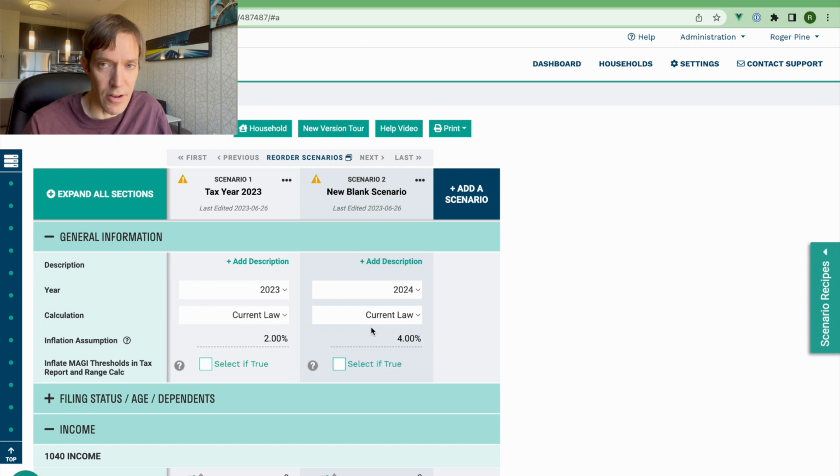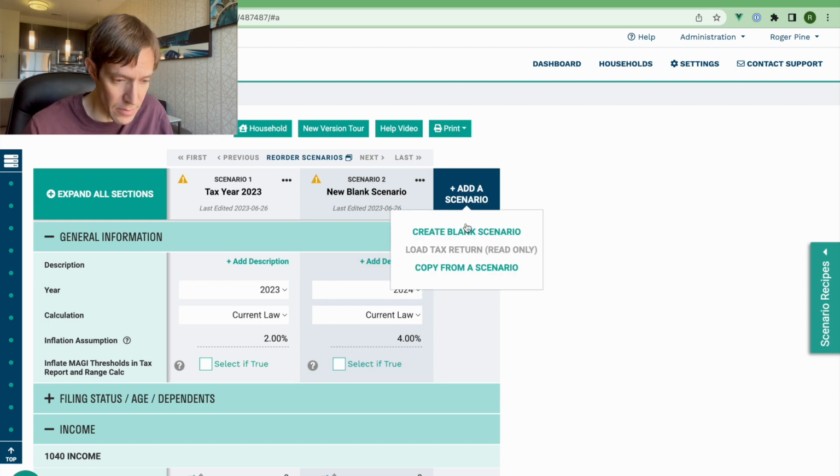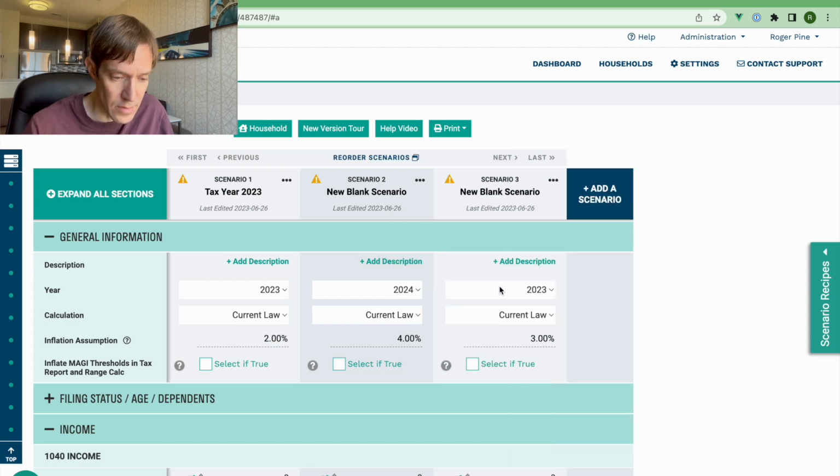the existing scenarios I had still will have whatever inflation assumption they had on them. But if I create a new scenario, 2024, notice how it defaulted the inflation assumption to 3%.